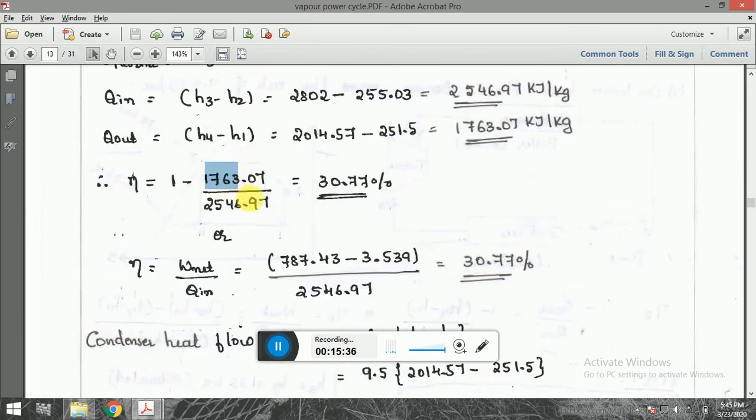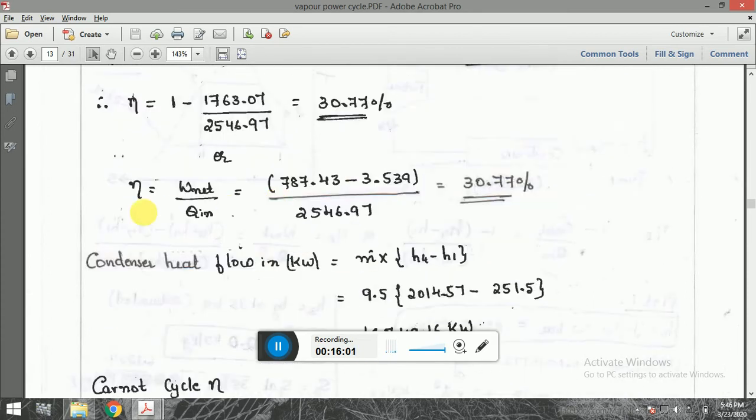Here we have substituted the heat input, 2546, in the denominator and the heat output, 1763.07 kJ per kg, in the numerator. So we get a Rankine thermal efficiency of 30.77%. So this is one method of calculating the Rankine efficiency. You can also calculate the Rankine efficiency by using another formula.